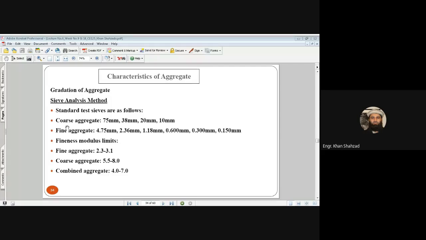Okay. Now standard test sieves are as follows. For the coarse aggregate, we are using sieves having sizes 3 inch, followed by 38, 20, and 10 millimeter. For the fine aggregates, we are placing the sieves in this order: sieve number 4, sieve number 8, and so on. The fineness modulus limits for the fine aggregates is between 2.3 to 3.1. For coarse aggregate, it is between 5.5 to 8. And for combined aggregates, when we have the coarse aggregate as well as the fine aggregates, this range varies from 4 to 7.